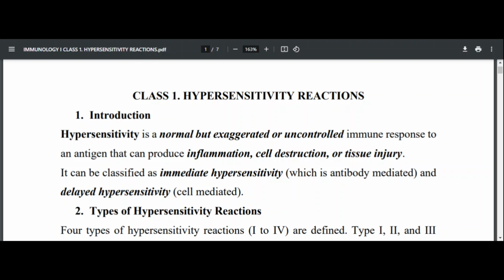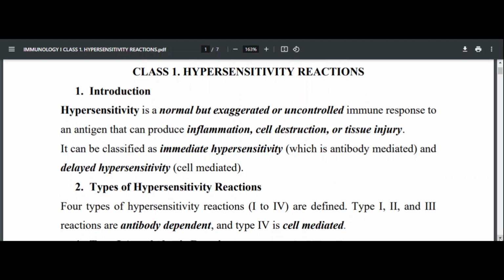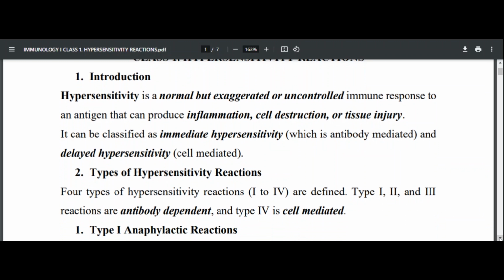but it can also be classified as delayed hypersensitivity reaction, which is normally a cell mediated reaction. So these are the major two classes of hypersensitivity reactions. But the types of hypersensitivity reaction are 4 types, type 1 to 4, and we can have type 1, 2, and 3. They are antibody mediated reactions, whereas type 4 is a cell-mediated reaction.